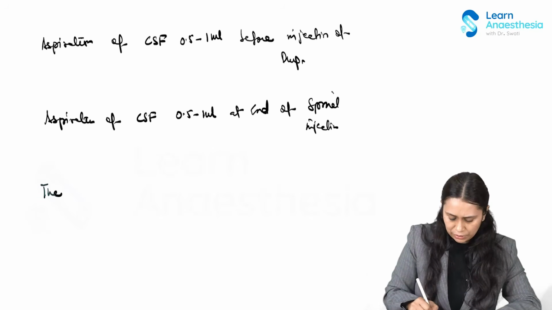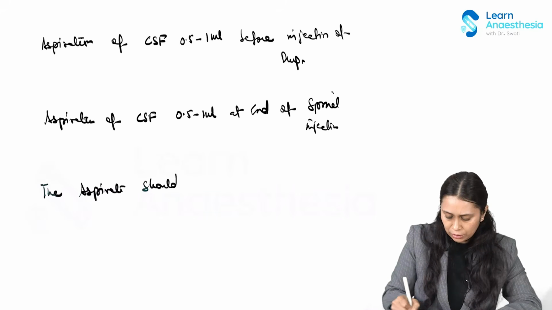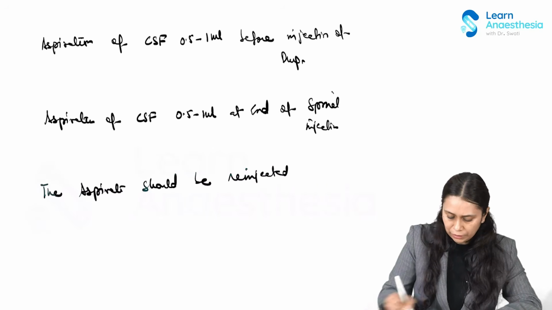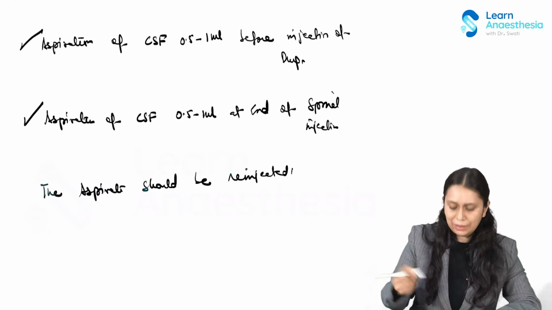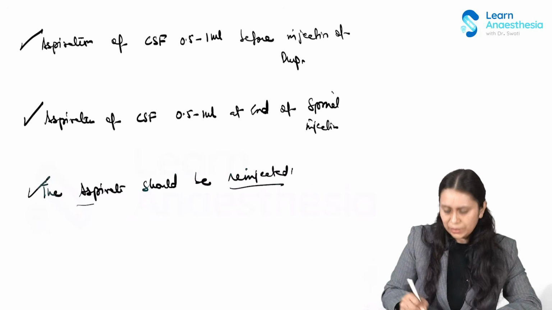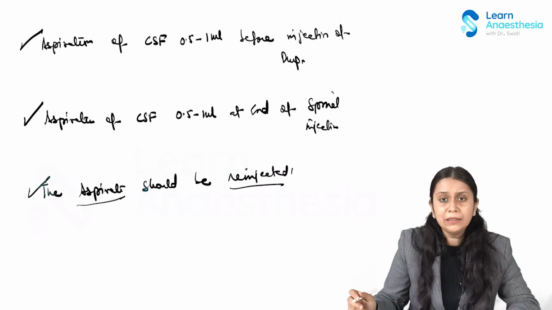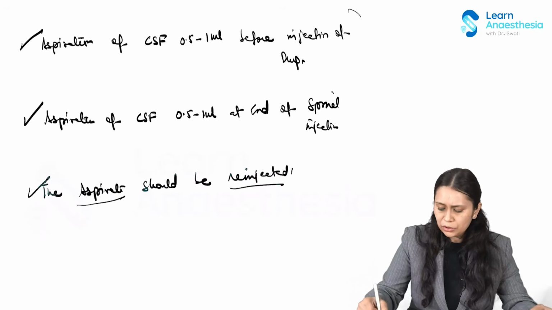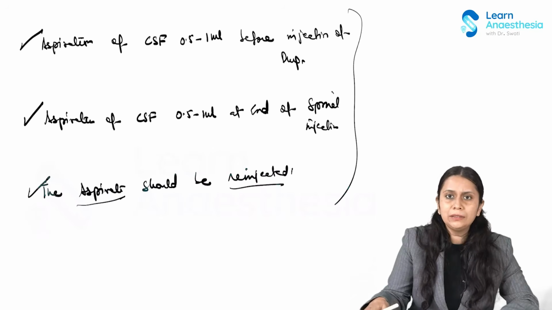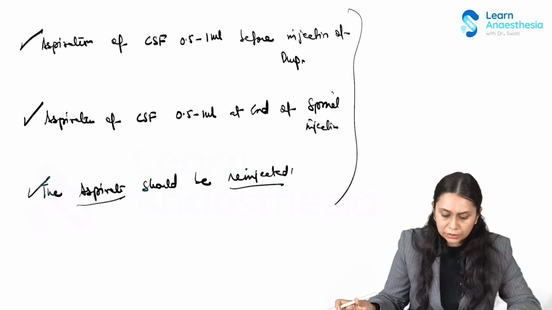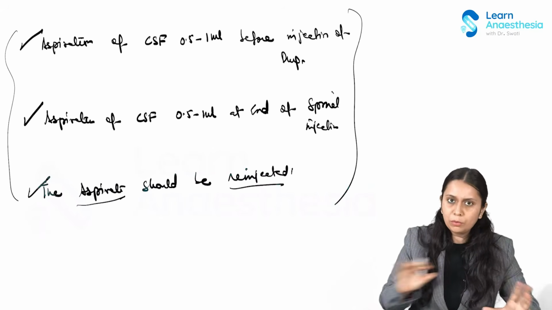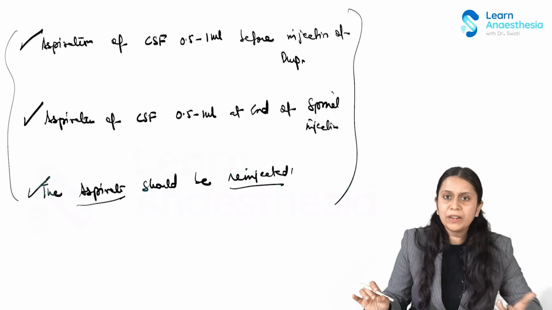The aspirate should be re-injected. So you have to be very careful. Aspirate when you start giving the drug, aspirate at the end, and re-inject the aspirate back into the subarachnoid space and then take the needle out. This will assure that your needle was throughout in the subarachnoid space and you have not lost the drug, right? So this is important for preventing the loss of drug.